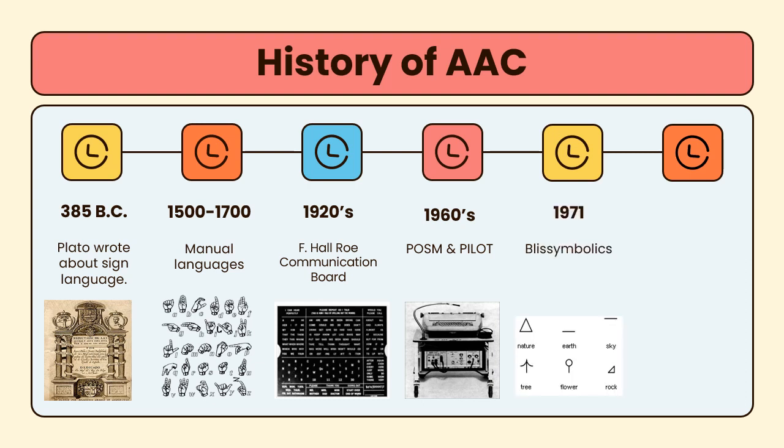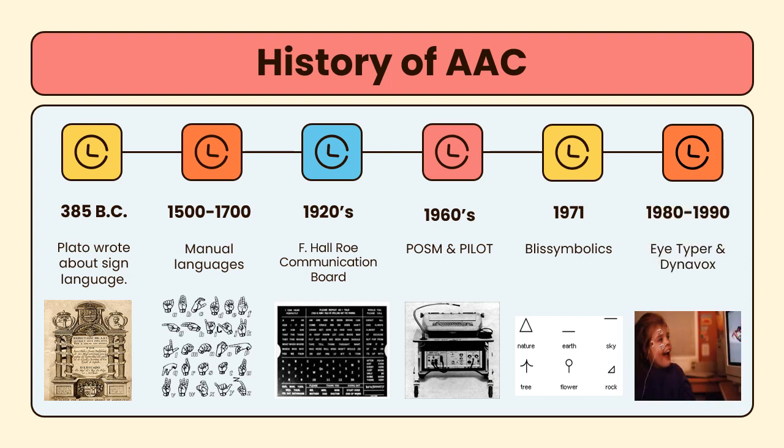In 1971, Bliss Symbolics was created as a constructed language made up of pictograph symbols representing different meanings. iTypers were invented between the 1980s and 1990s, which allowed people to type using eye movements. Dynavix was the first AAC product that used touchscreens with displays.